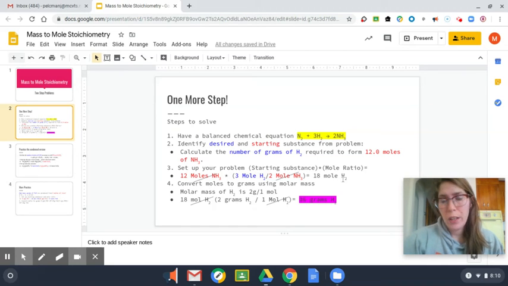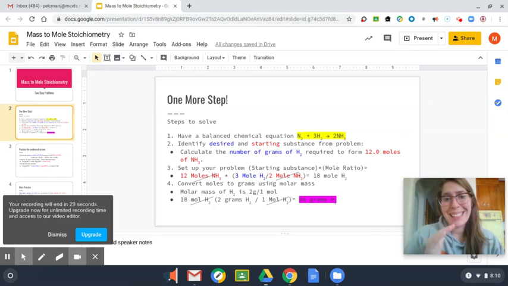Now, my question is telling me calculate the number of grams. So then I have to convert moles to grams. So I need my molar mass. So my molar mass of H2 is 2 grams per mole. And then I will multiply my 18 moles of H2 times 2 grams over 1 mole, and that will give me 36 grams of H2.